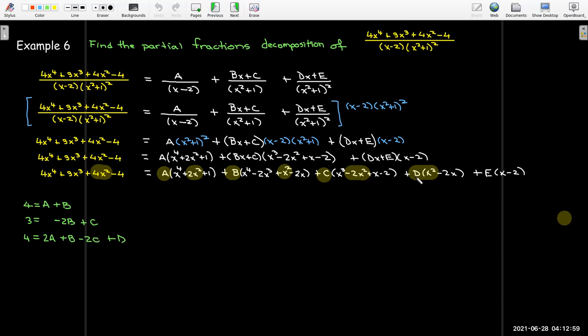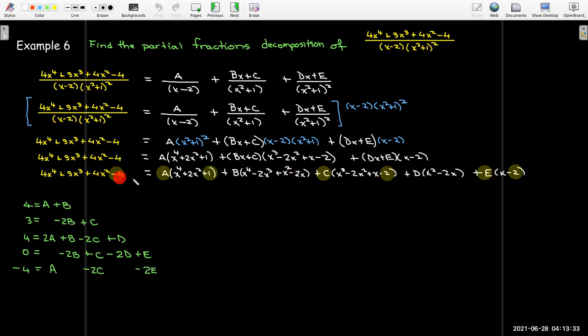plus D. Now, there is no linear term, or no x term, on the left-hand side, but really I could just think of that as being 0 times x, so the coefficient on x then is 0. And then from the right-hand side, I get A minus 2B plus C, minus 2D, and plus E. And then finally, for the constants, I have negative 4 on the left-hand side. On the right-hand side, I'll have A, minus 2C, minus 2E.